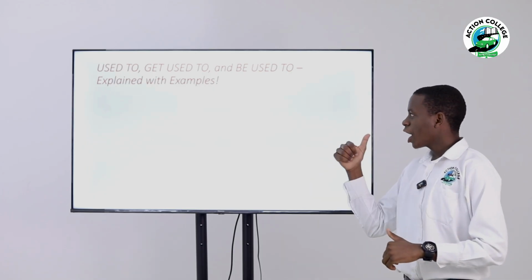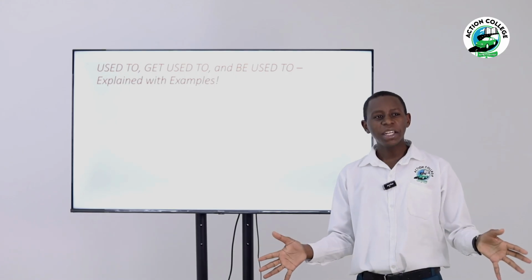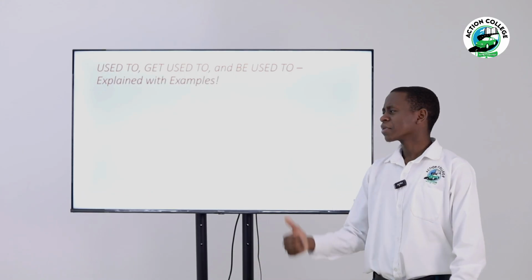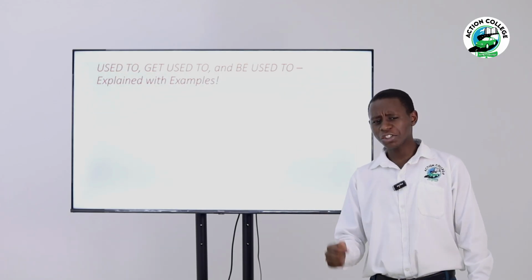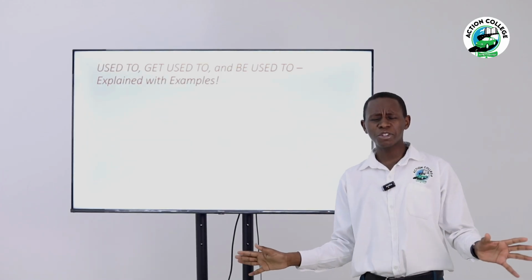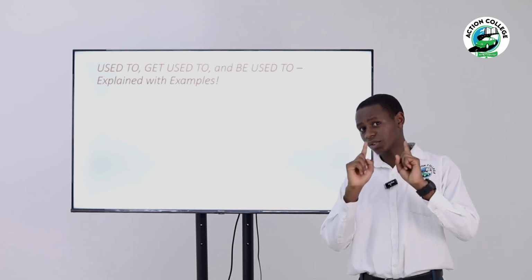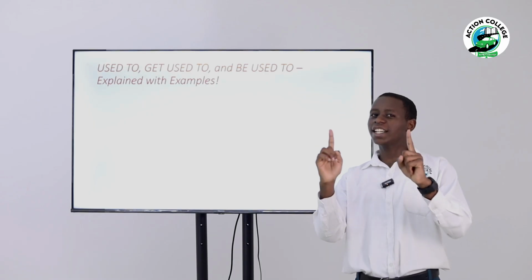So now we are going to see those three words, and most of the time in English they confuse them. They don't know how to use them. First, used to. The second, be used to, and get used to. Most of the time, people don't know exactly where to use these three words. But today, you're going to know how you can use these three words correctly.